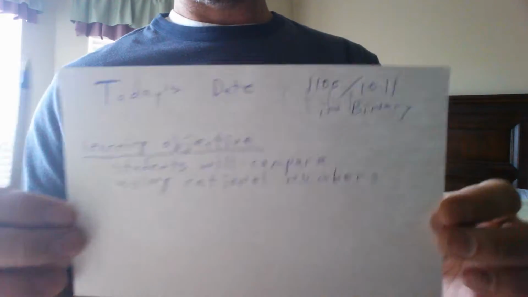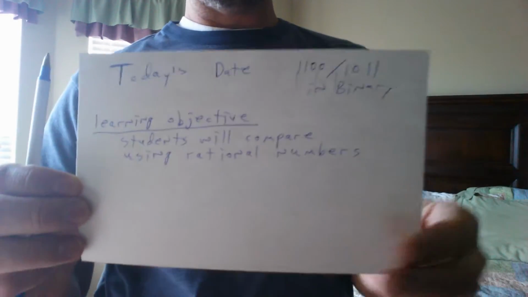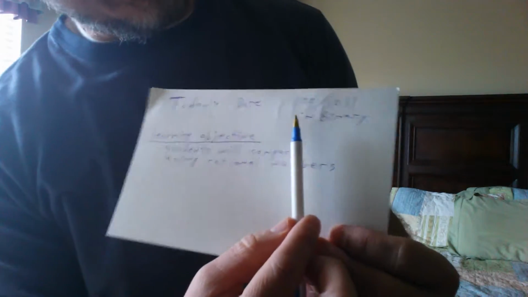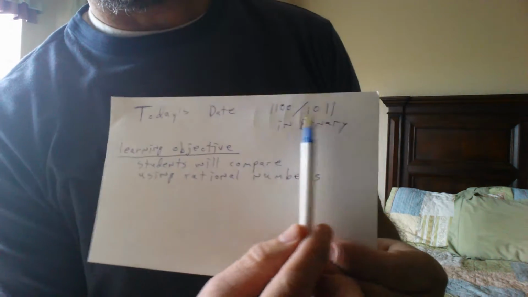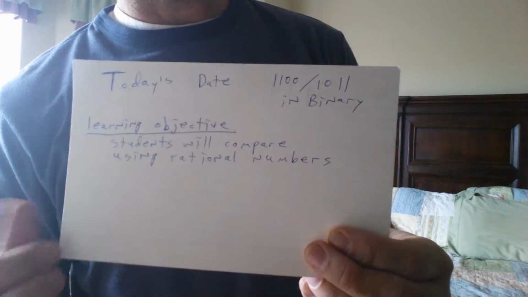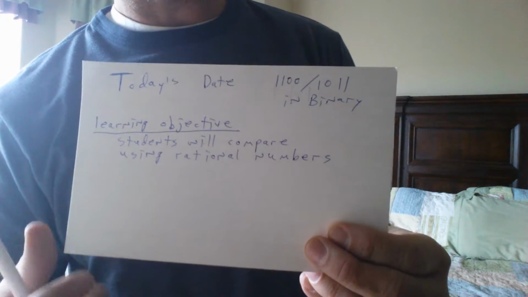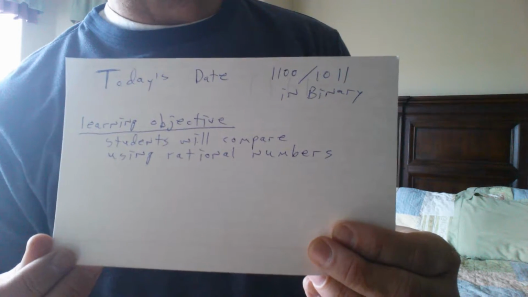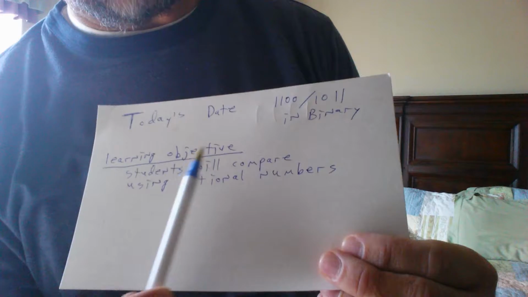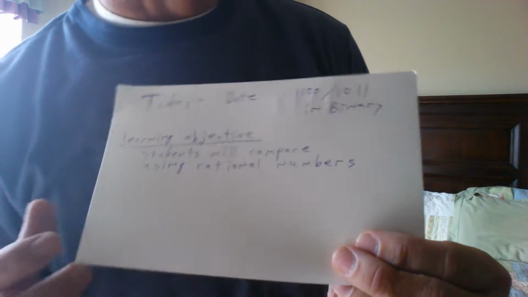Okay, now in your notes, here's what you need to write down. This is today's objective. This would be on the board. Write today's date. We're practicing binary numbers. Today's date, this is a 12, and this is an 11 in binary. And this is what we're going to be doing today. Our learning objective, write it down. Everyone should write it down. Students will compare using rational numbers.